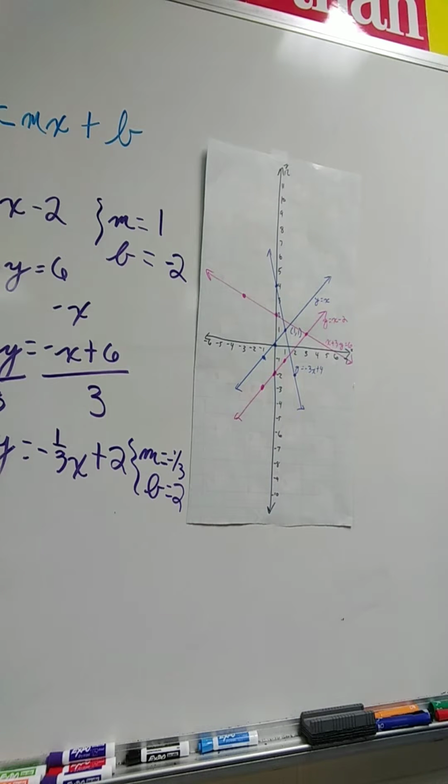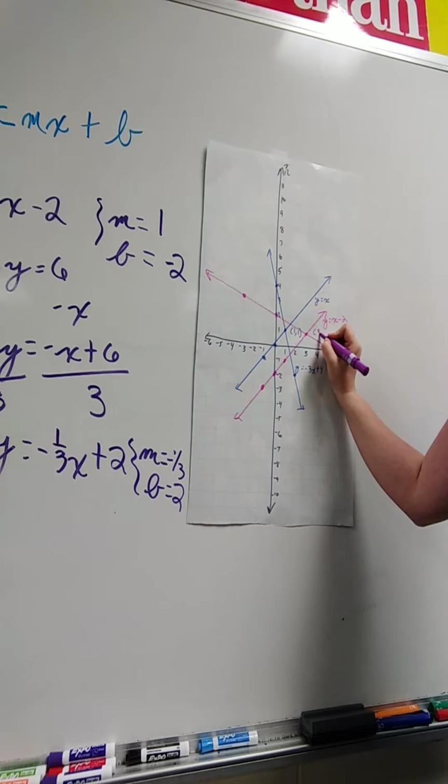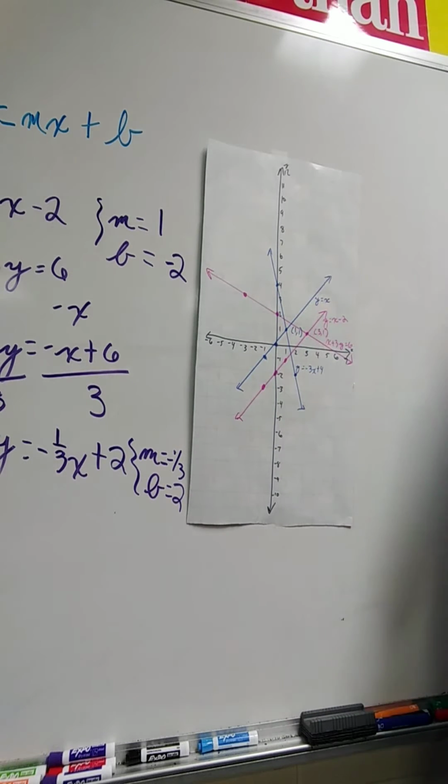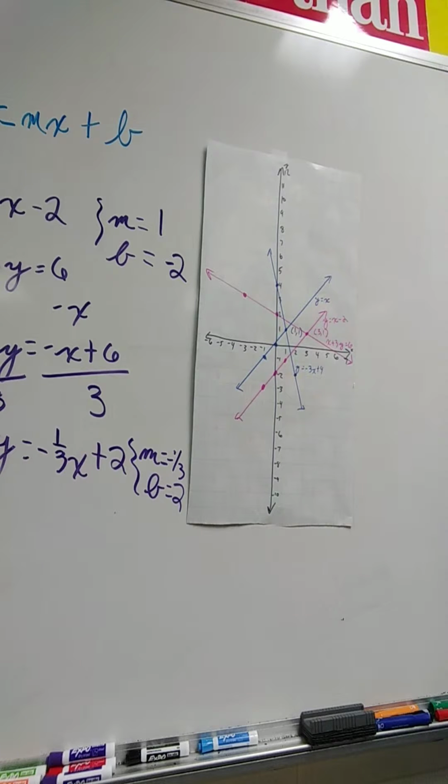Where do those two lines intersect? (3, 1). So what is my solution? Right, then my solution is (3, 1), because the place where the two lines intersect is the solution. Questions?